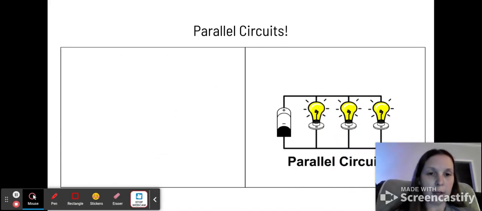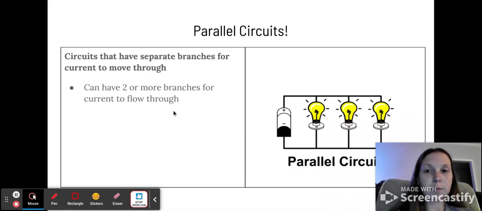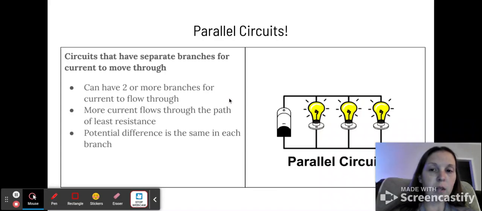Now we also have parallel circuits, which allow your current to flow in separate branches. You can have two or more branches for current to flow through. As you can see in this GIF, we have three different branches that the current can flow through. When you disconnect one branch, it does not affect the others. More current flows through the path of least resistance, and the potential difference is the same in each branch. So each branch is getting an equal amount of voltage.